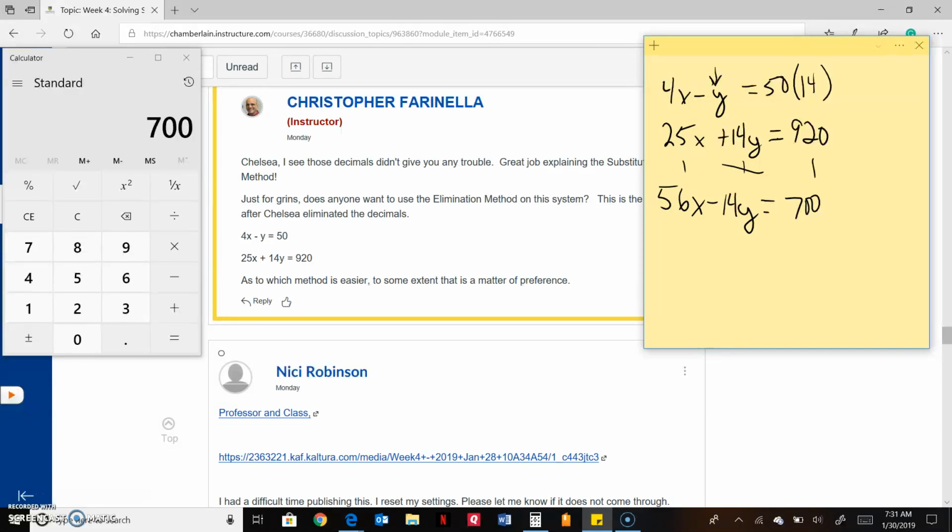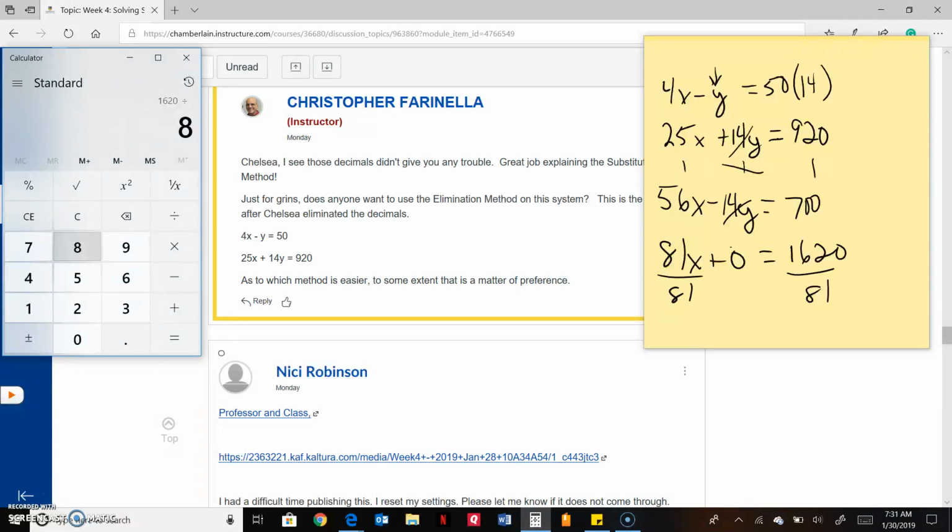Now let's work these equations out. 25 plus 56 equals 81x. These two cross out, so we have plus 0 equals 920 plus 700, 1620. Divide both sides by 81. 81 divided by 81, we have 20. X equals 20. So there's our first variable solved.